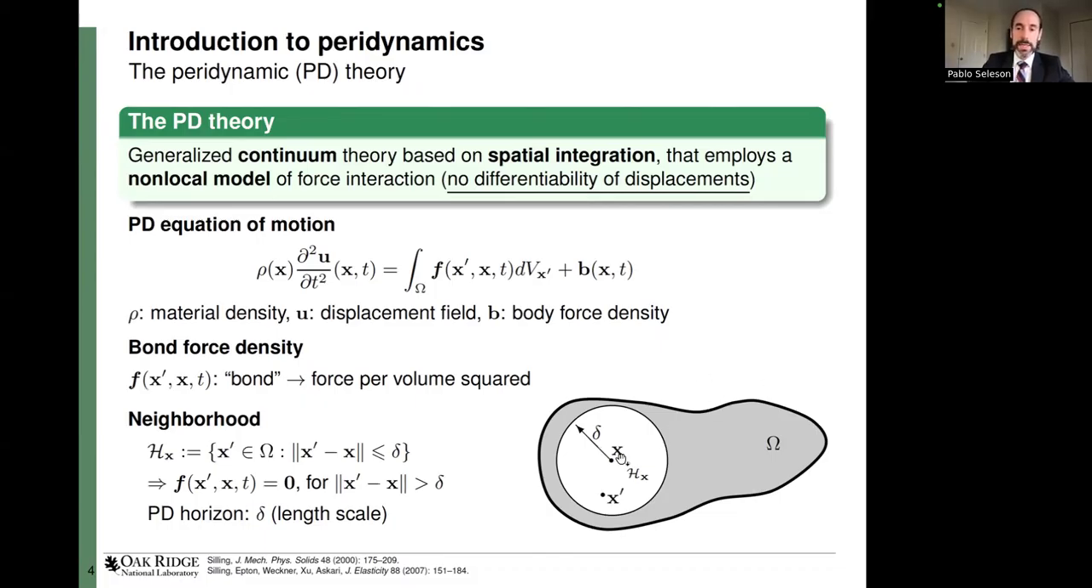So overall in peridynamics, for each point here, do you see my cursor? Yes, we do see your cursor.